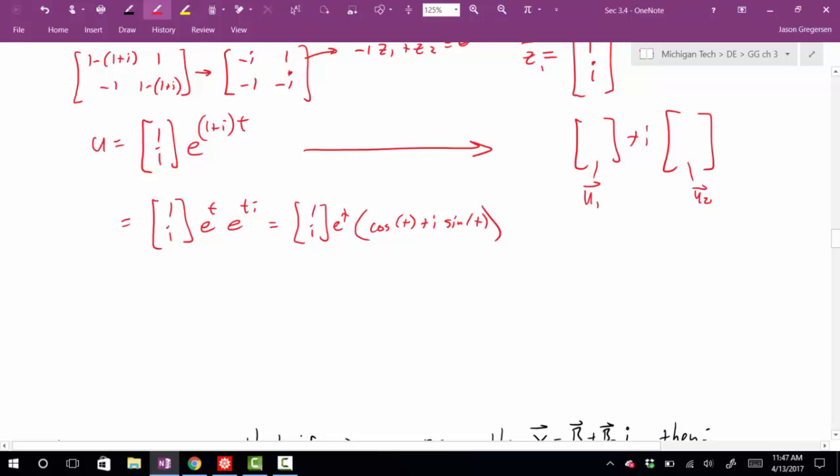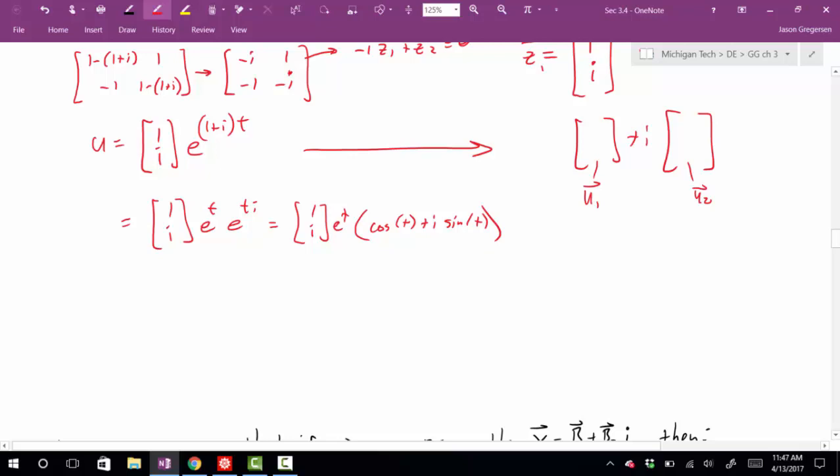All right. So I just used Euler's identity. That's the one you've got to be able to write out. Right? I'm converting e to the ti into its associated form here. That's Euler's identity.